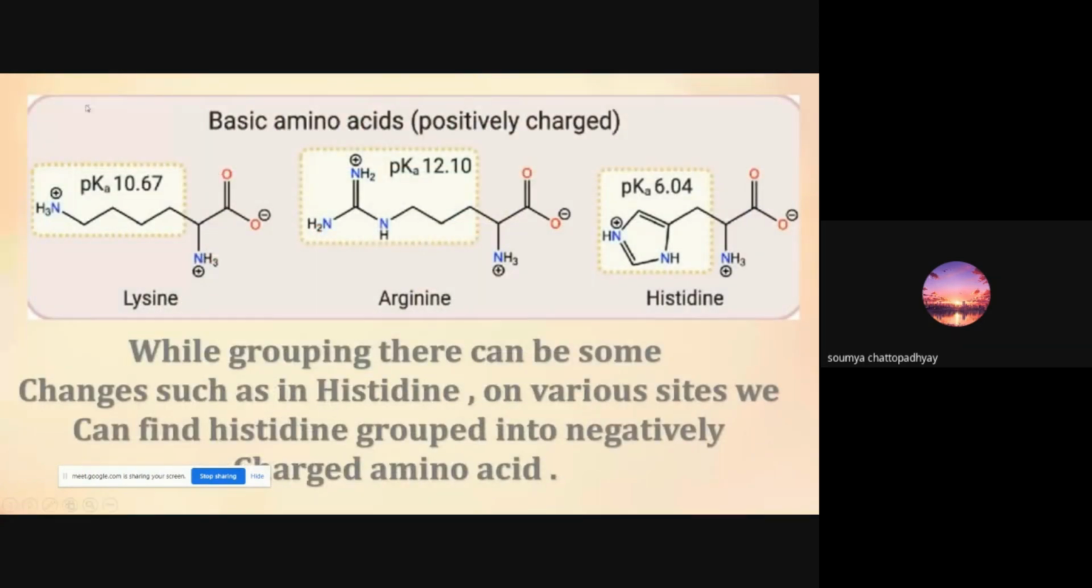Similarly, the basic amino acids have a pKa higher than our physiological pH. But this one is quite interesting. Histidine is sometimes considered positively charged and sometimes negatively charged. Now we must know why that is so. Because when we classify it, on many sites you can see that histidine is considered negatively charged.